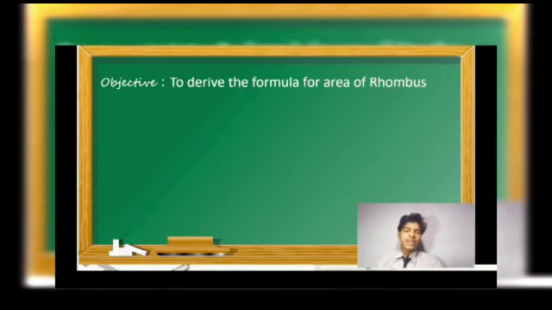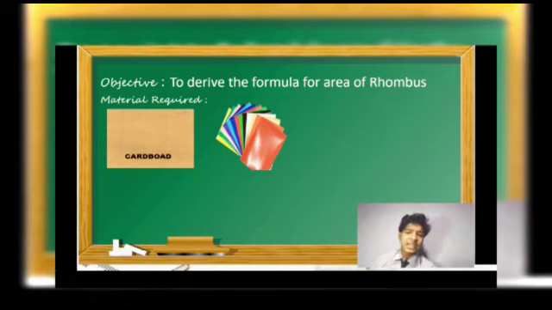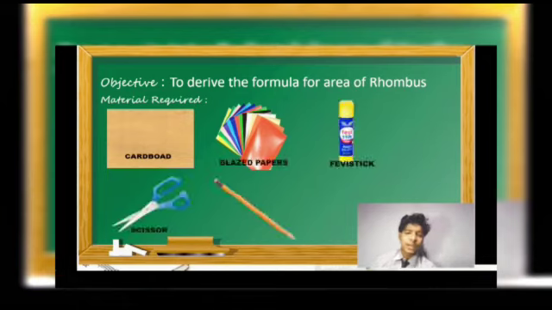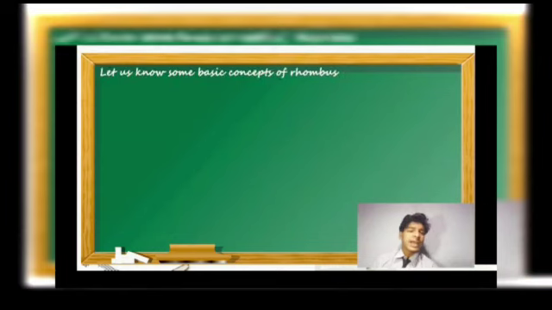Our main objective is to derive the formula for the area of a rhombus, for which our materials required are a piece of cardboard, a glazed paper, fevistick, a pair of scissors, pencil and a scale. But before we start the procedure, let us know some basic concepts of a rhombus.